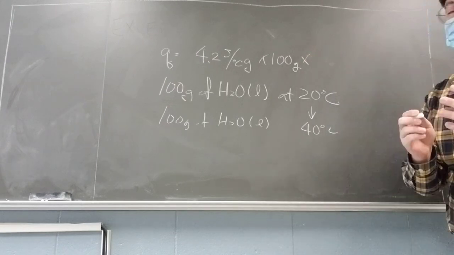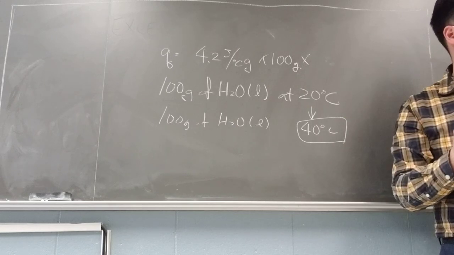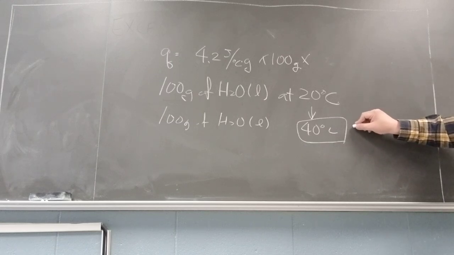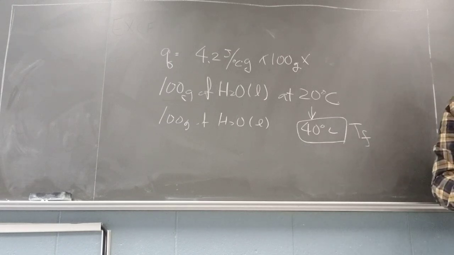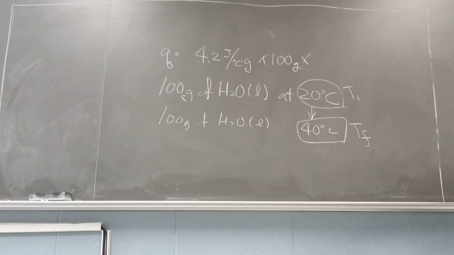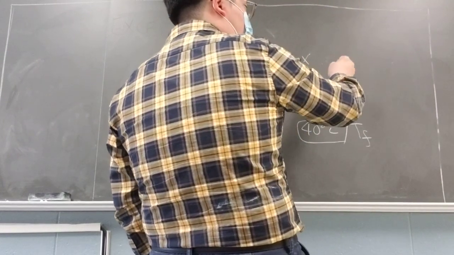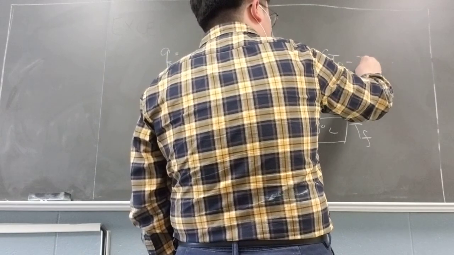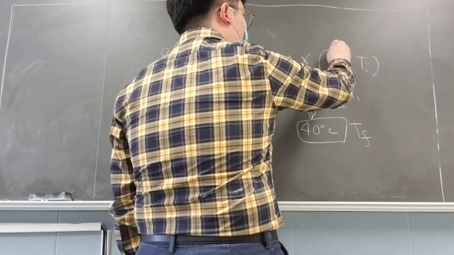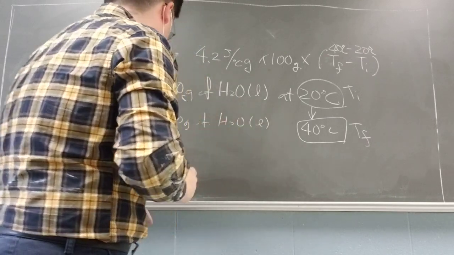And now you have to get the change in temperature. This is the temperature that you want your water to get up to, so this will be your final temperature. And this is your initial temperature, because this is the water at this temperature. Once again, delta T is the final temperature minus the initial temperature. So you only need to plug those two numbers in, which is 40 minus 20.